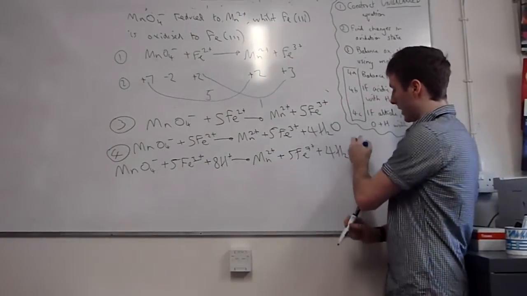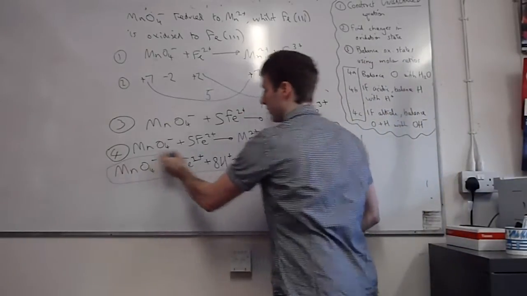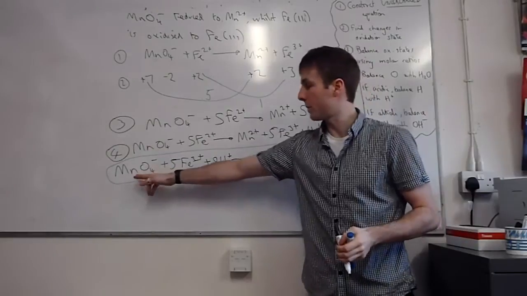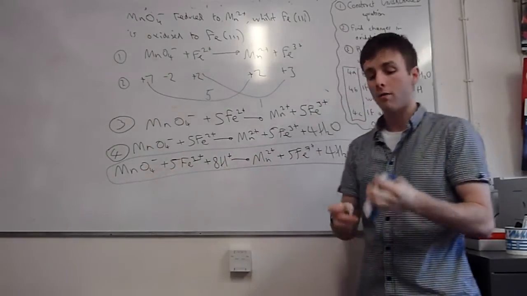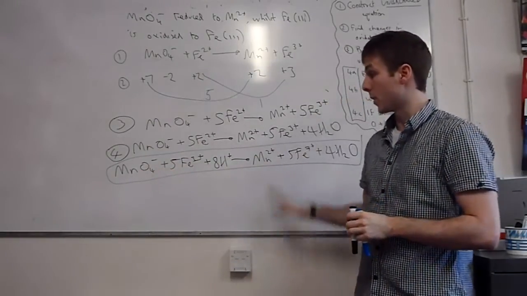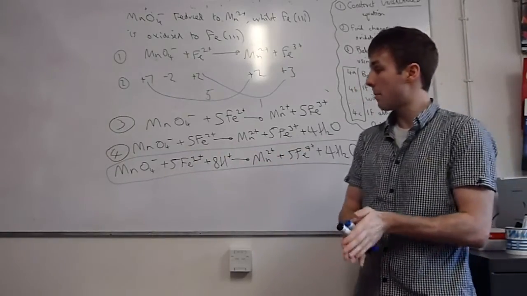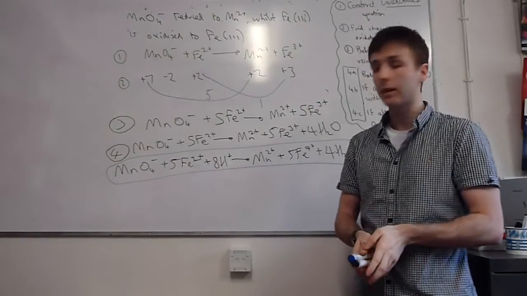And this equation here is definitely worth learning. In particular, the 5:1 molar ratio between manganate and iron, because you're going to do a lot of moles titrations to do with this equation here. And that is how we balance redox equations using oxidation numbers.